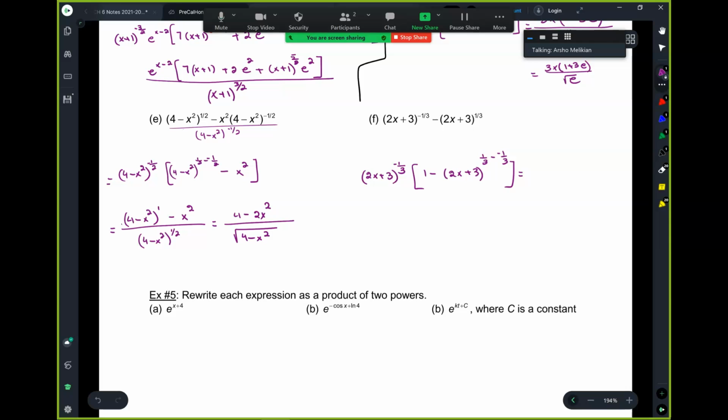This first one has a negative exponent, so it's going to move down: 2x plus 3 to the third. And then here I have 1 minus 2x plus 3. Be careful for this one because it doesn't become a 1. It'll just become 2/3.